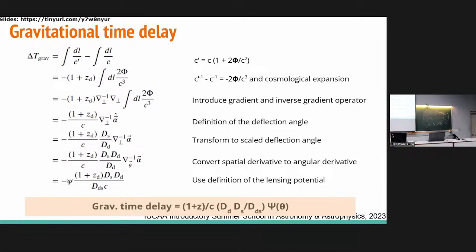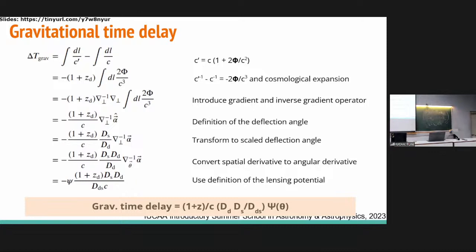Now remember that the deflection angles were the gradient of the gravitational potential. And so what I'm going to do is introduce this operator, which is a gradient inverse times the gradient. This allows me to take this gradient inside, so I get a gradient of 2 phi by c cube integrated over all the length elements. That gradient is the small deflection that you get at each and every path length. And so this gives you the total deflection angle when you integrate it.